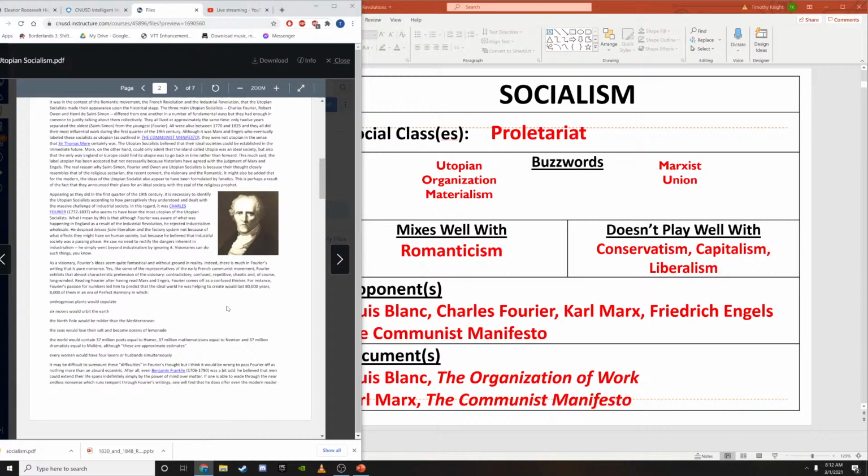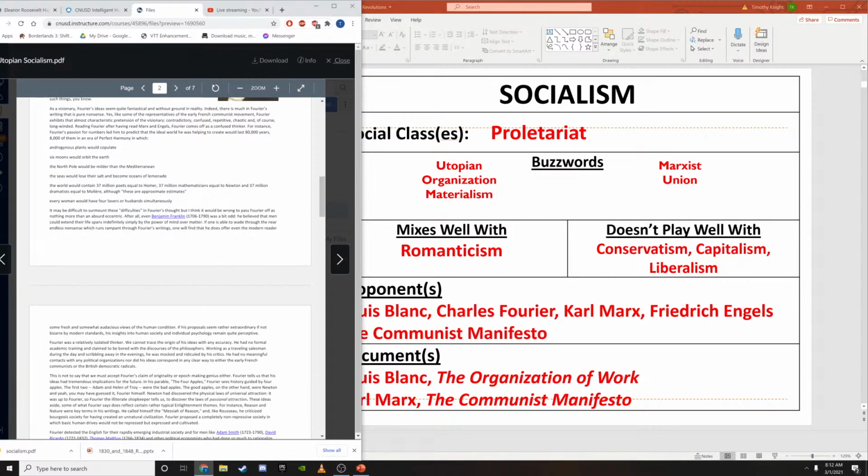It may be difficult to surmount these difficulties in Fourier's thought, but I think it would be wrong to pass Fourier off as nothing more than an absurd eccentric. After all, even Benjamin Franklin was a bit odd. He believed that men could extend their lifespans indefinitely simply by the power of mind over matter. If one is able to wade through the near endless nonsense which runs rampant through Fourier's writings, one will find that he does offer even the modern reader some fresh and somewhat audacious views of the human condition.